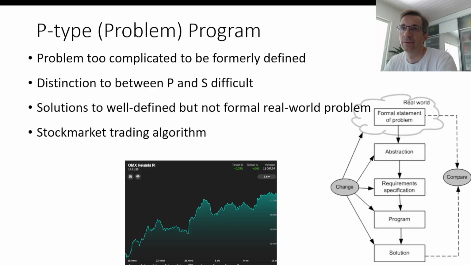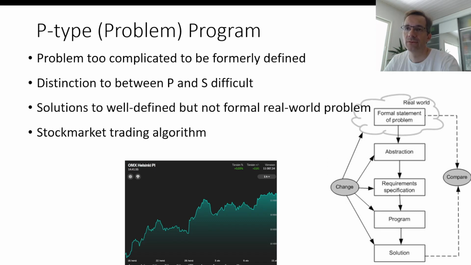Next, we have the P-type programs. P here stands for problem. P-type programs are different from S-type in the sense that in this case the problem is too complicated to be formally defined, and thus we need to rely on abstraction of the problem instead of complete specification. It should be noted that it's often difficult to make a distinction between P-type and S-type programs.